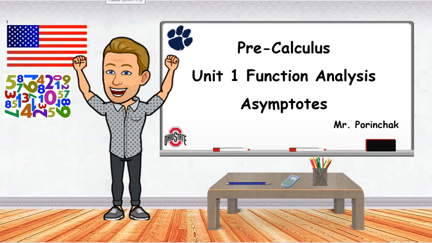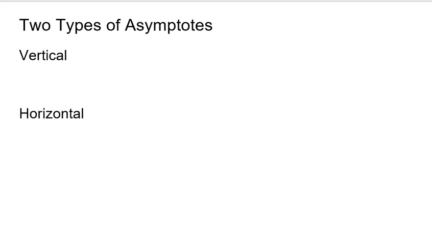All right, welcome to Unit 1, Function Analysis. In this video, we're going to talk about asymptotes. Asymptotes are a very important property that a lot of functions do have. Not all functions, but some functions do have. So in this video, we're going to talk about two different types of asymptotes, vertical asymptotes and horizontal.